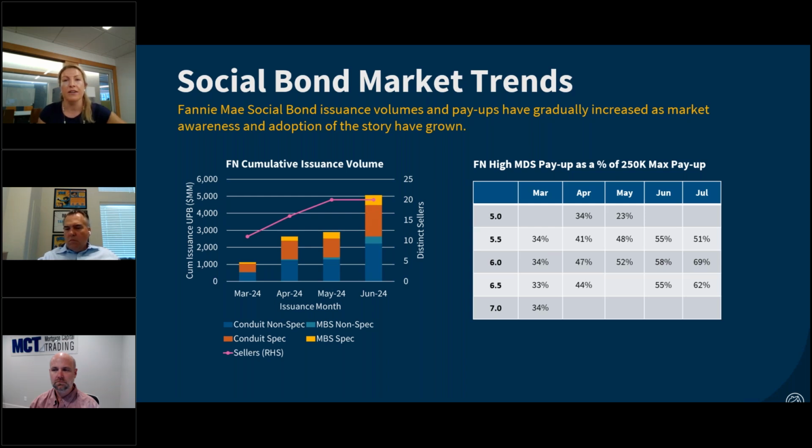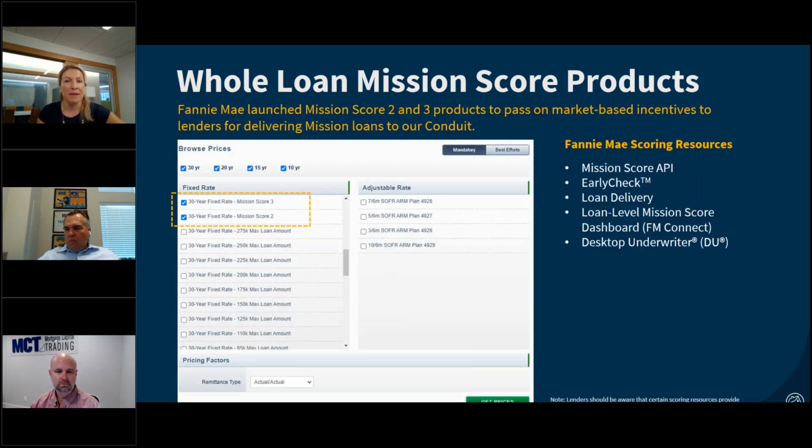But we do think that there is sufficient scope to create enough volume in the story to satisfy investors without disrupting the TBA market. And so in order to keep creating these pools, we need to obviously keep acquiring mission loans. So flipping to the next slide, to do that, as you all hopefully know, and maybe that's why you're here today, Fannie Mae introduced the Mission Score 2 and 3 products in the whole loan conduit in May.